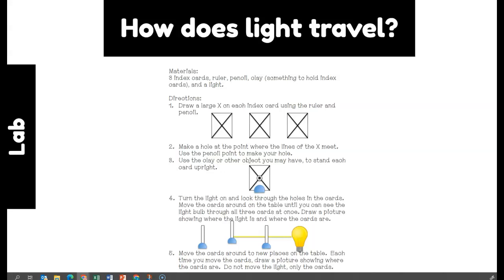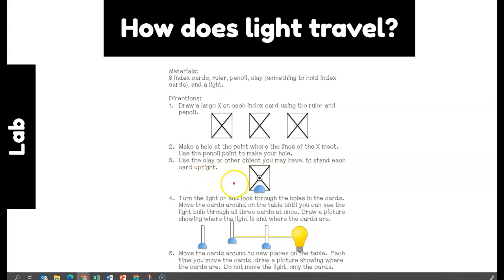So what you're going to do is take the index cards. It says using the ruler, but that's just so you draw a straight line. Use your ruler and draw a line from one corner to the other corner, so it's a large X on the index card or piece of paper, cardboard, whatever it is, using the ruler and a pencil. Then you are going to make a hole at the point where the lines of the X meet. So right here in the middle, you are going to use your pencil and poke a hole right where the X comes together.